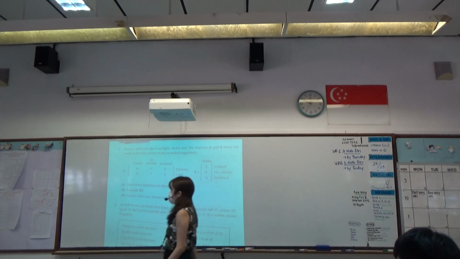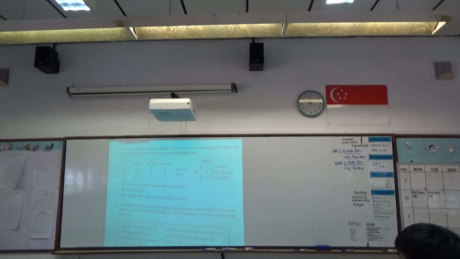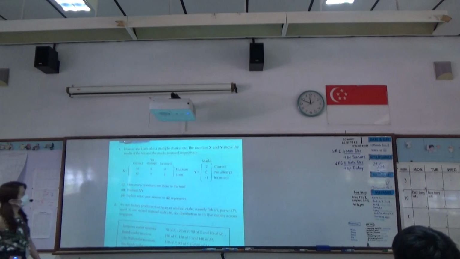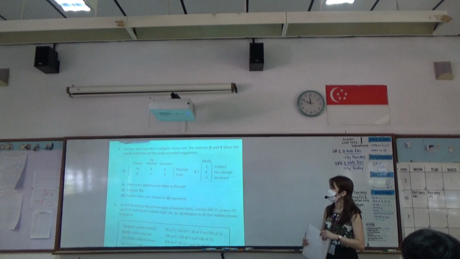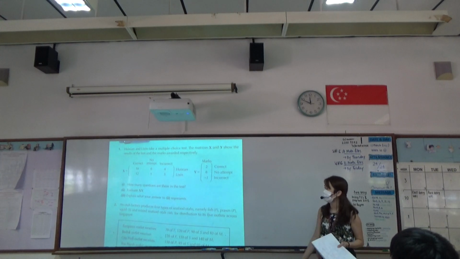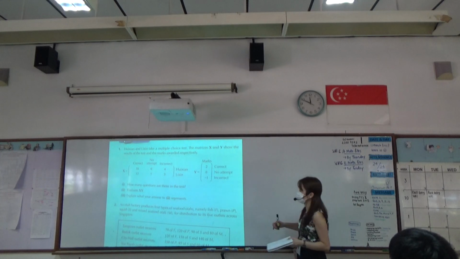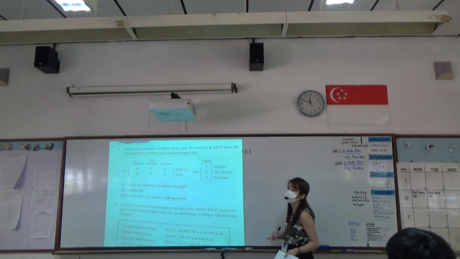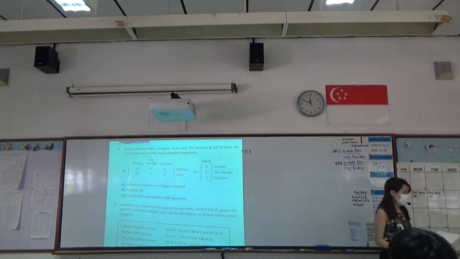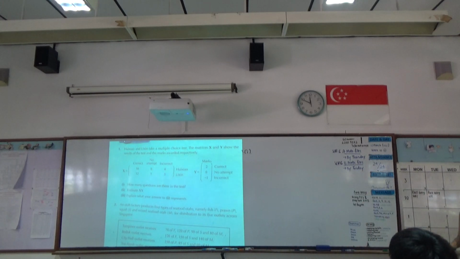So textbook page 151. Question 1. We are given that Hui Xian and Li Xing take a multiple choice test. Matrices X and Y show the results of the test and the marks awarded respectively. In part 1, it asks how many questions are there in the test. So based on your interpretation from the matrices itself, how many questions do you think there are in this test? What will your answer be?